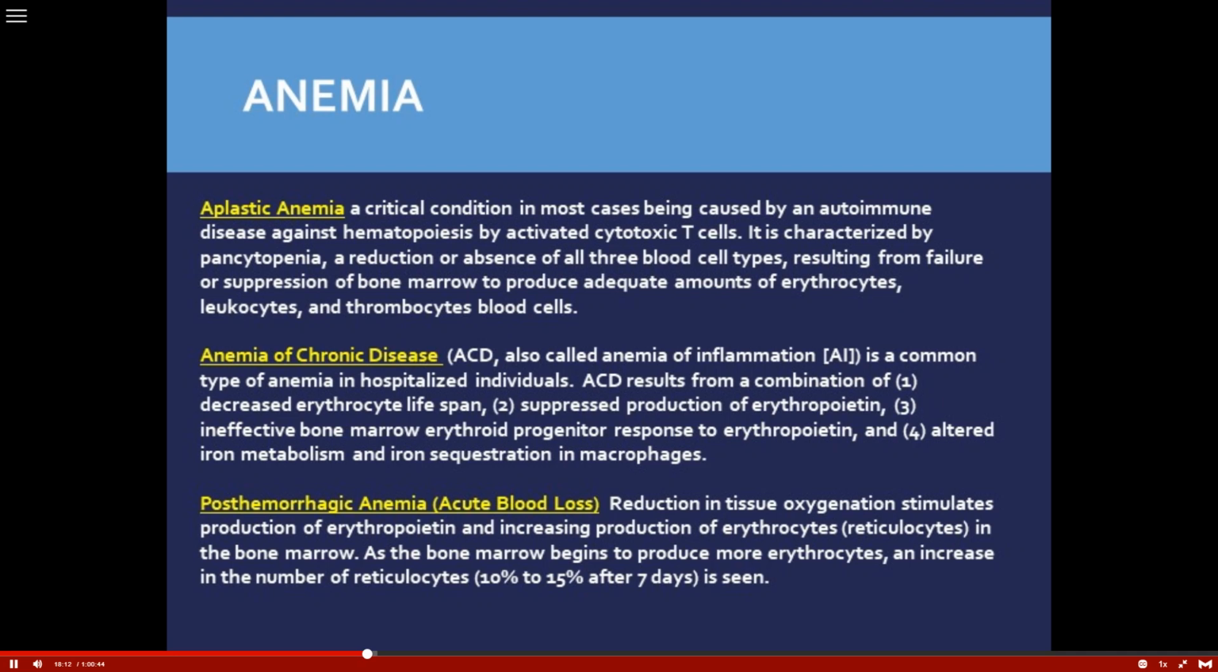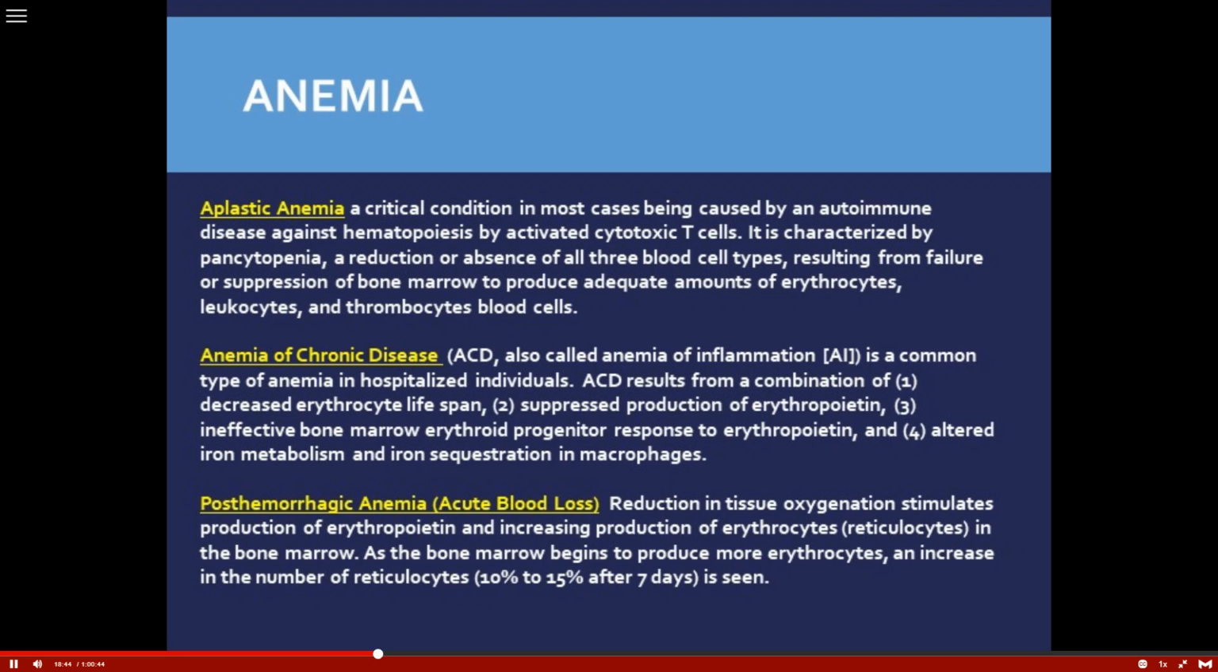Post-hemorrhagic anemia, they lost blood, right? So that one's pretty straightforward, but it's a reduction in tissue oxygenation because we don't have the little guys going with oxygen, those RBCs. There's not enough of them to perfuse the tissues. So what ends up happening is the body senses, don't have enough RBCs. Let's start pumping them out. Once again, they're going to be immature. So they're not going to have that maturity to do their function correctly.